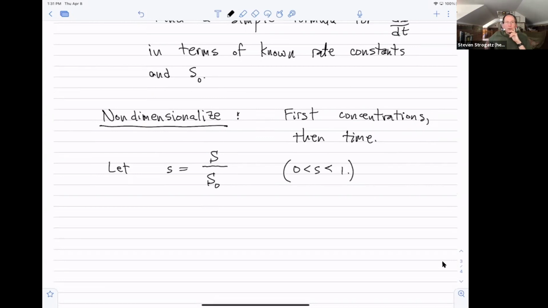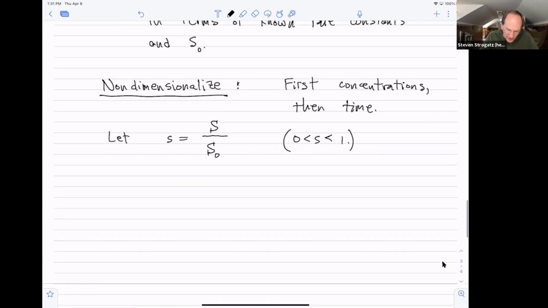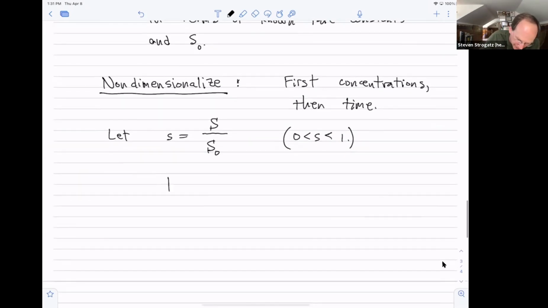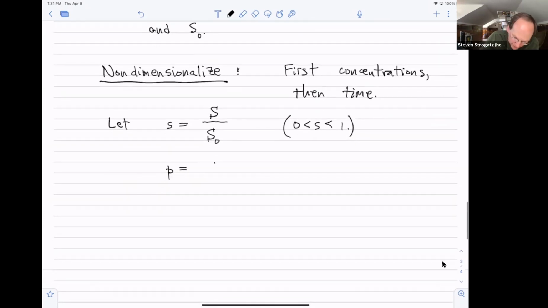And you could sort of think of it this way. Initially there's no product. So what is the natural scale for the product? Well, the only reason there's any product is because we started with substrate that gets converted into product. So a reasonable scaling for the product would be to say p is whatever the product concentration is at a given time, divided by the raw material that gave rise to that product, the S0. So we'll use that as the scale for the product.